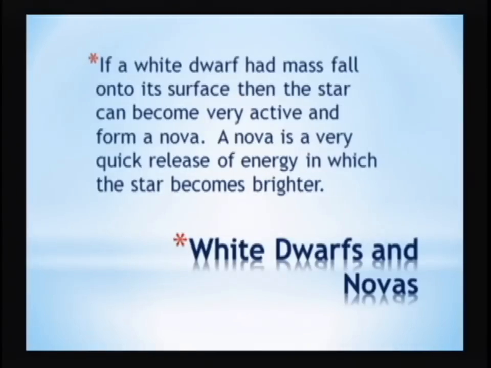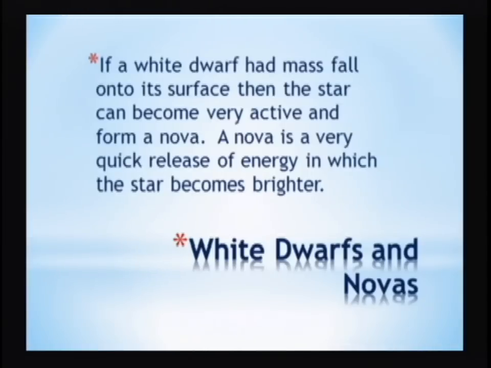Now, we also think that we're going to talk about something called a nova and something called a supernova. And remember, we're making the assumption that the mass throughout this system is not changing. But we do know that there are instances out there where the mass does change. And if a white dwarf has mass falling onto its surface, then that can cause that star to become very active, and it will form a nova and can then quickly release energy. And that star is going to become much, much brighter, and that's what's called a supernova type 1.